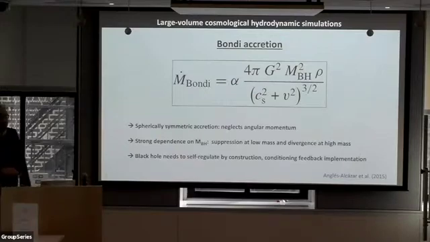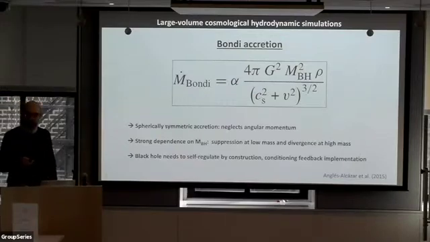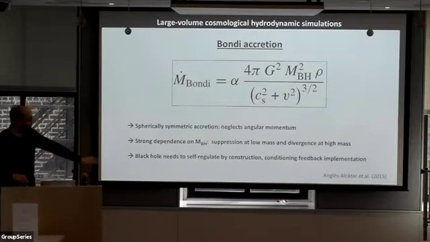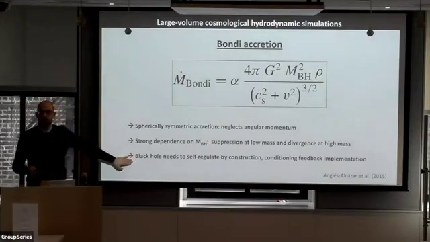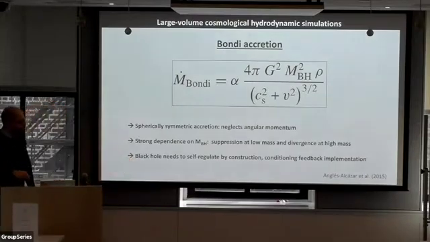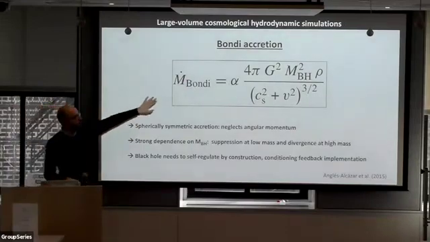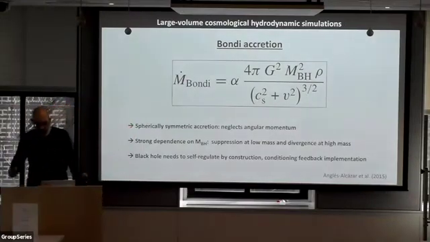But then at the high mass end, the accretion basically diverges by construction owing to this dependence, which means that the black hole has to self-regulate by its own feedback. Otherwise, it will diverge. So this means that the way you model feedback might be somehow conditioned by the way you are modeling black hole accretion.